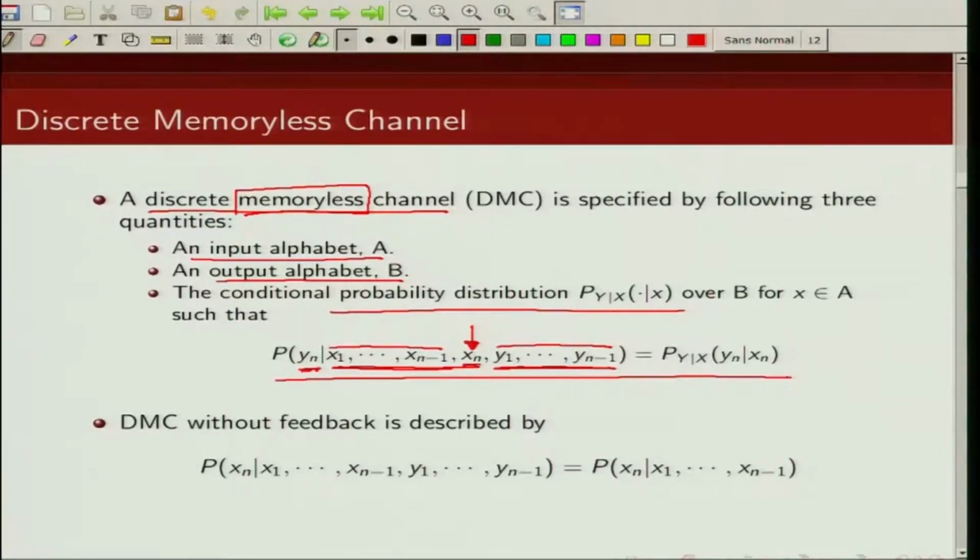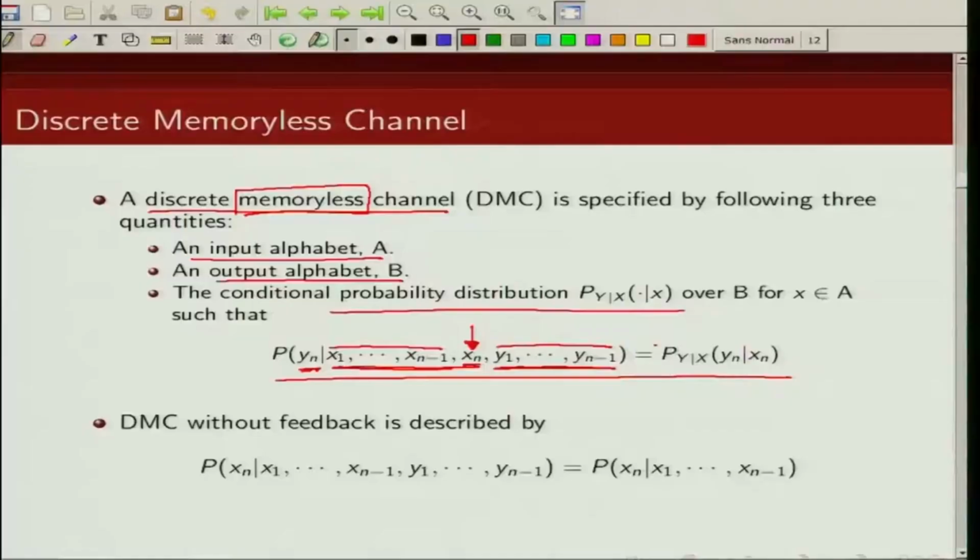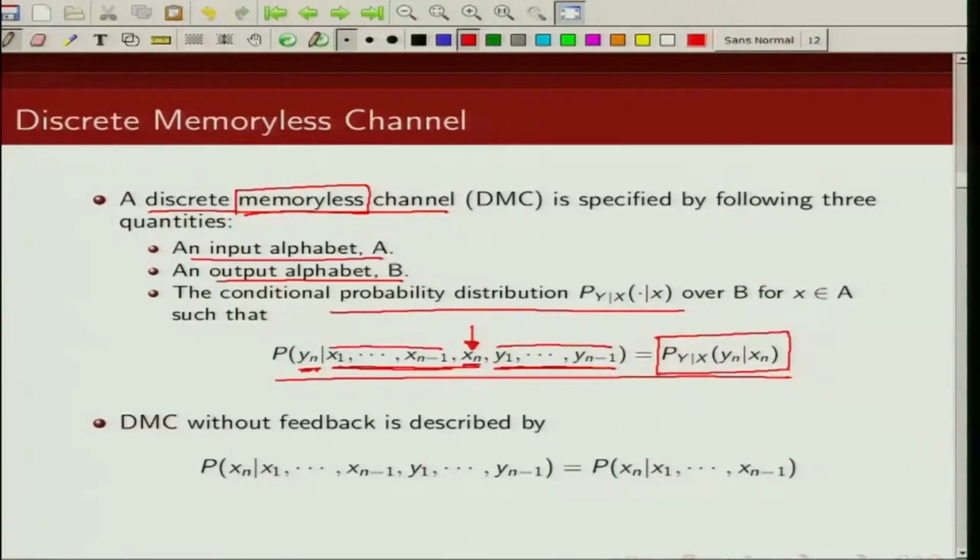So for a memoryless channel, the probability of y_n given past values of y's or past values of x only depends on the current value of x. So the probability of y_n given x_1, x_2, ..., x_n, y_1 to y_{n-1} only depends on the probability of y_n given x_n. Now we define a discrete memoryless channel without feedback as follows.